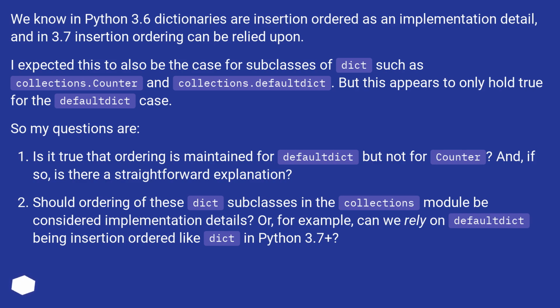But this appears to only hold true for the defaultdict case. So my questions are: is it true that ordering is maintained for defaultdict but not for Counter? And, if so, is there a straightforward explanation? Should ordering of these dict subclasses in the collections module be considered implementation details? Or, for example, can we rely on defaultdict being insertion ordered like dict in Python 3.7+?